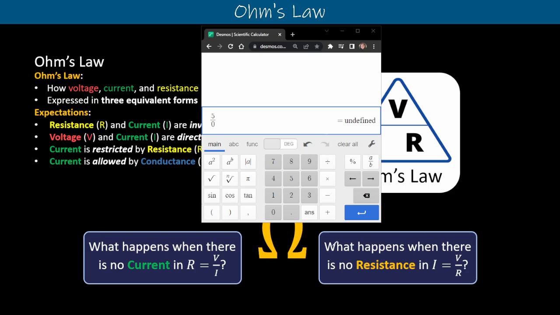This other one over here does the same thing. It says, what happens when there is no resistance in I equals V over R? Right? That's going to look the same here. If we put 5 volts on top and a resistance value of 0 on bottom, we get left with an undefined value, and that's a dangerous value, right? That means we have infinite current.